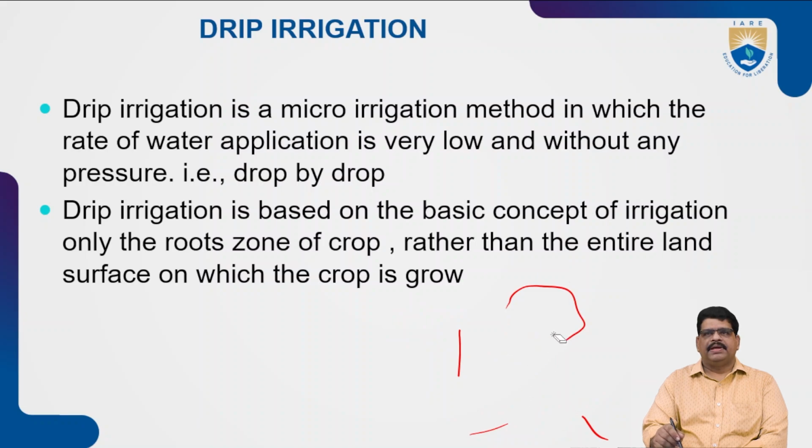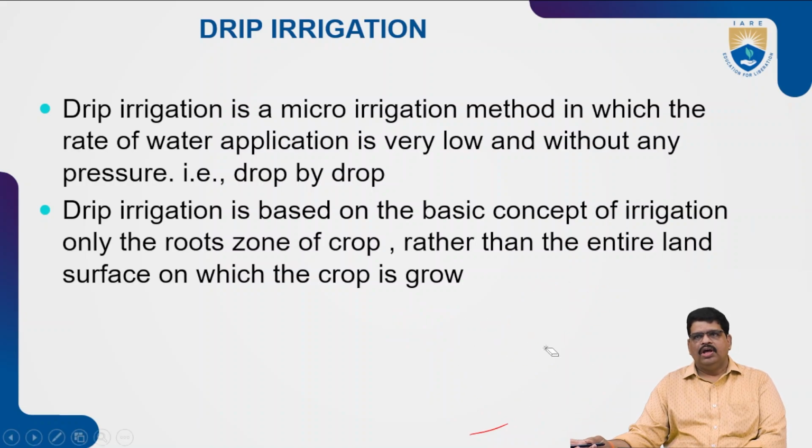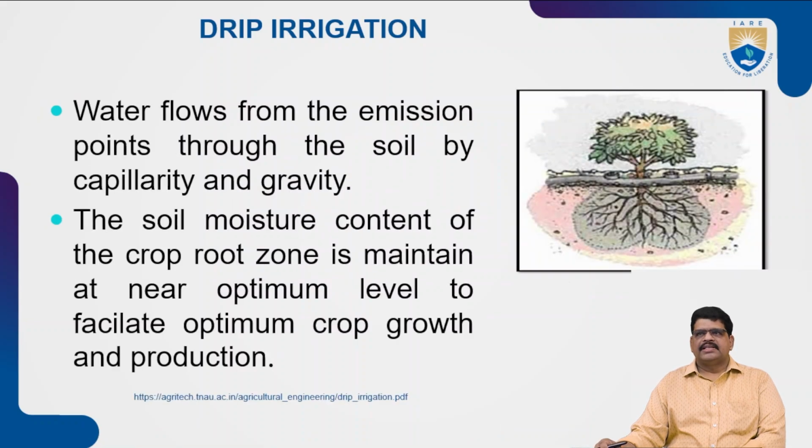In drip irrigation, based on the basic concept of irrigating the root zone, rather than the entire land surface on which the crop grows. Next, let us see in the diagram some of the drip irrigation system. The water flows from the emission point, and the soil gets water by capillary action and gravitation. The soil moisture in the root zone is maintained near the optimum level, facilitating optimum crop growth and production. These are the types of irrigation system applied.